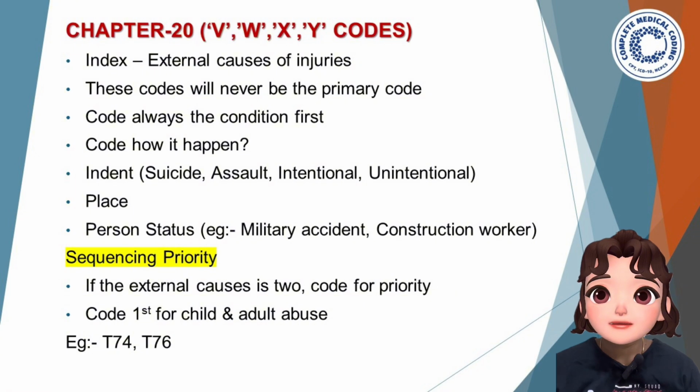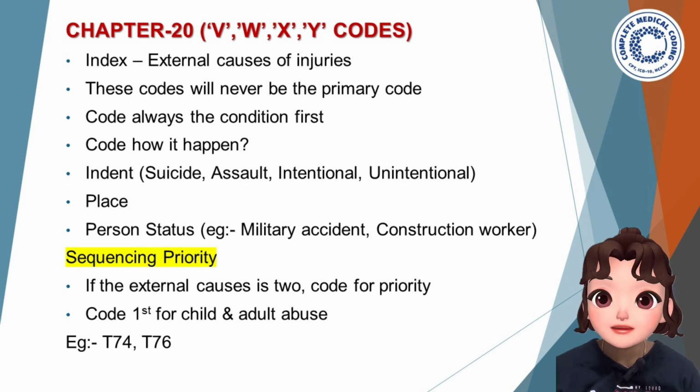Now let's move to chapter 20, which is VWXY codes. Chapter 19 consists of S and T codes. Where is U? There is no U code in ICD. Okay. So in chapter 20, we will learn from V to Y, VWXY, 4 codes. Chapter 20 and 21 is very easy.